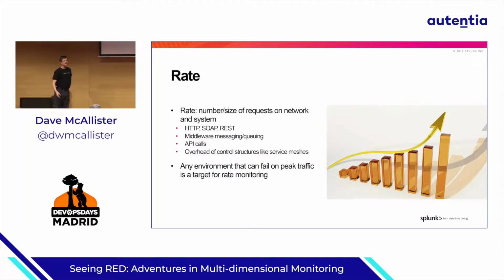Rate, obviously, is requests per second going through the system. It can be HTTP requests, it can be SOAP requests, it can be the control structure of a service mesh like Istio, Envoy, or Linkerd. It could be any of those different pieces. Anything that can fail on rate is a target for a RED type of environment. Note the word fail. I want to point out that fail doesn't mean too high. Fail can also mean too low.